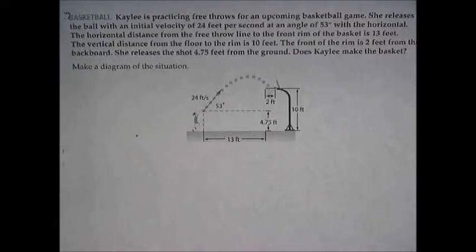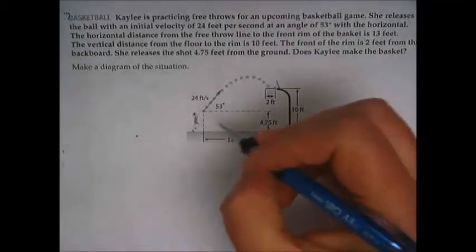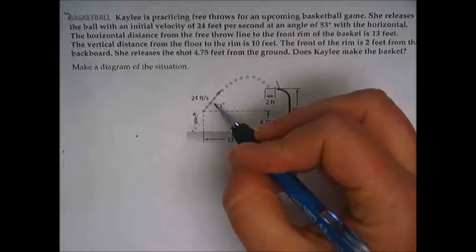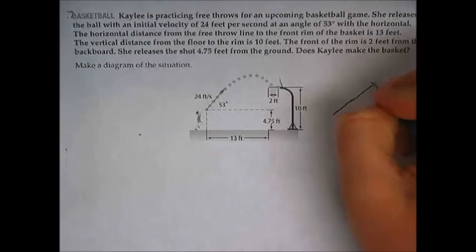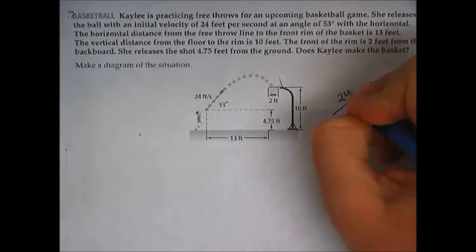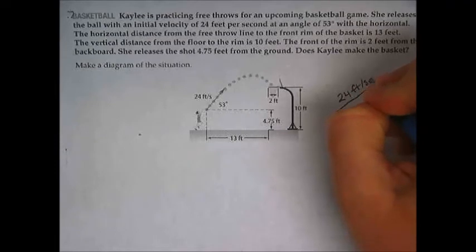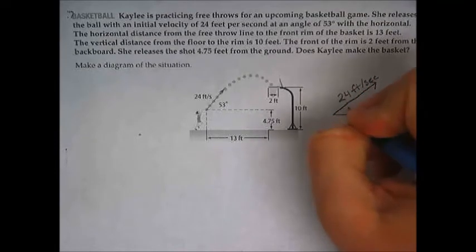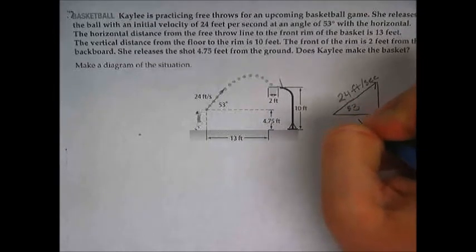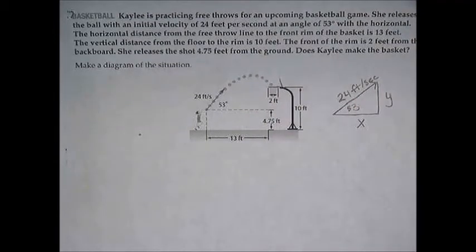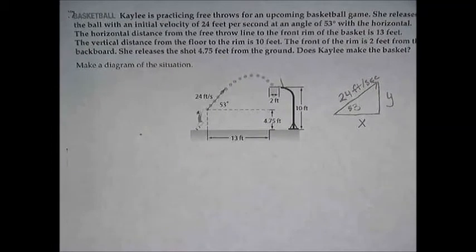Kaylee is practicing free throws for an upcoming basketball game. She releases the ball with an initial velocity of 24 feet per second at an angle of 53 degrees. And so you can see here they show like a vector, and we've been working with vectors. So if I draw a vector that is 24 feet per second and 53 degrees, we would want to use the vertical and horizontal components here, because the question they're asking is, does she make the free throw?